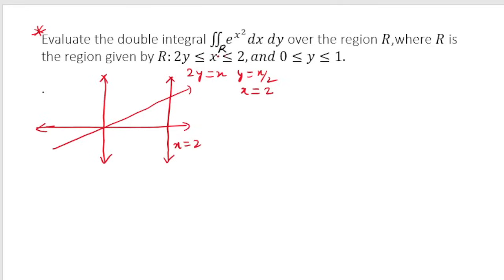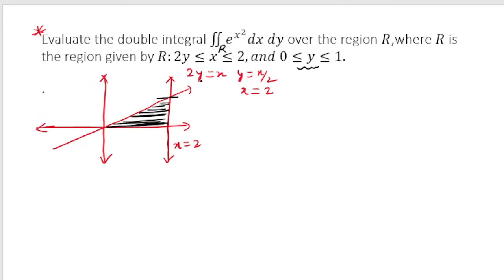So the limit is given, which means I can take a horizontal strip, which will start at 2y. If you take a horizontal strip here, where will it start? It will start at 2y and go up to 2. Then you have to move this horizontal strip vertically. That gives you the limit of y. It starts at y is equal to 0, very close to the x-axis, and then moves and moves up to this point. So what is this point?